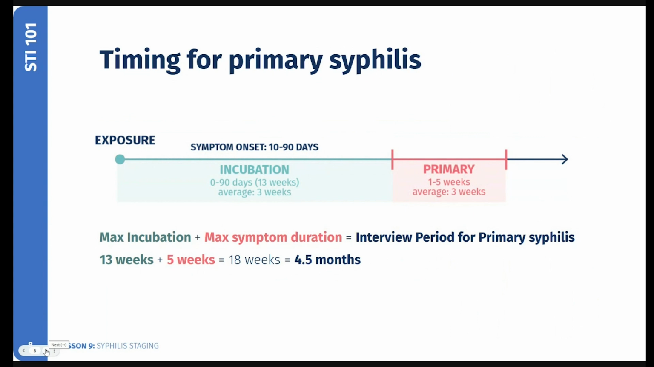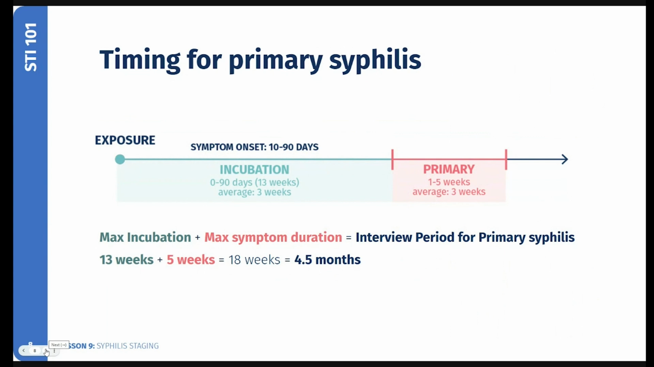When investigating a case of primary syphilis, you'll want to ask about partners in the last 4.5 months, prior to the date the lesion was observed up until the day of treatment. With an interview, you are trying to identify both the person who exposed your case to syphilis, and persons your case may have been exposed to.